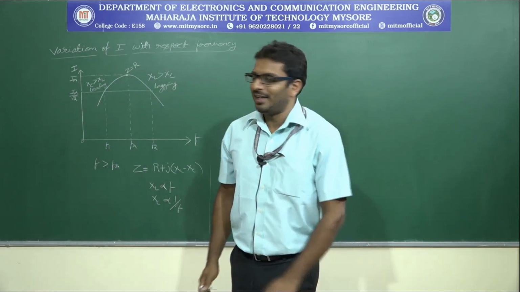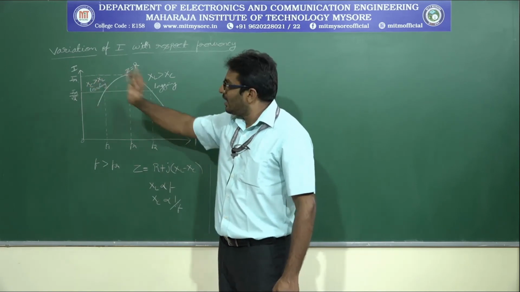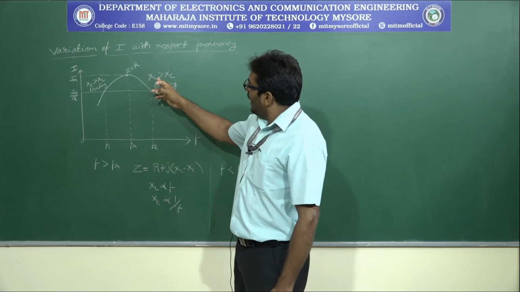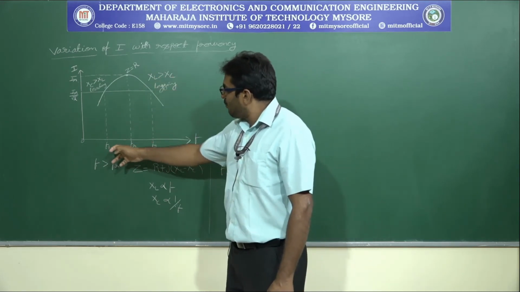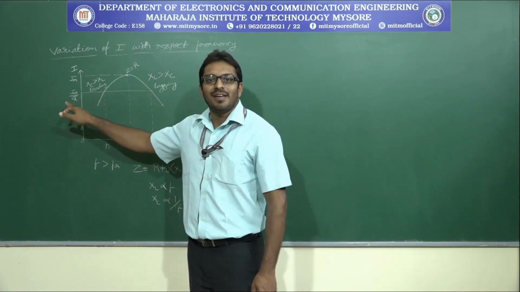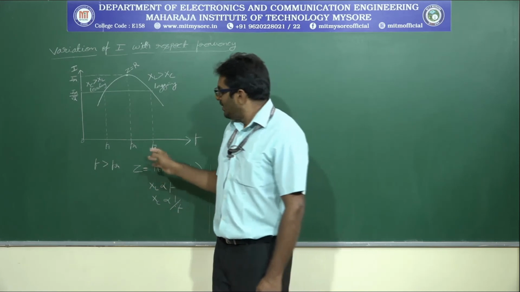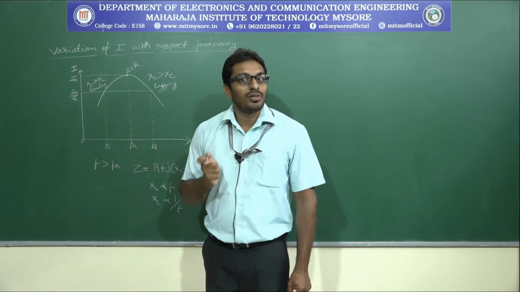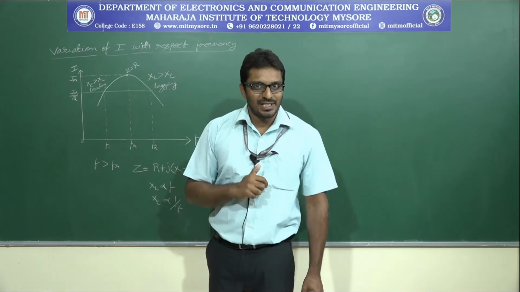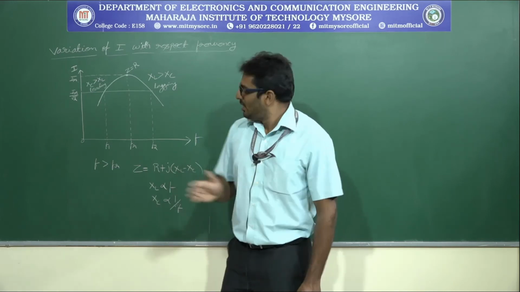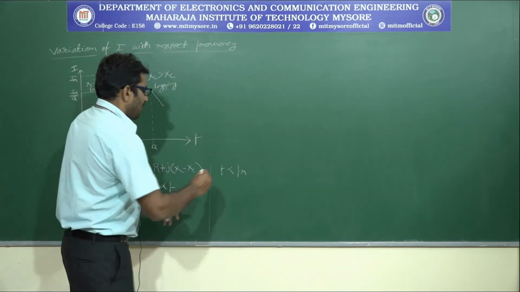See, in both cases, what is the condition? Here, XC is greater than XL. Here, XL is greater than XC. But at particular frequencies F1 and F2, the current is the same. What is that? Im by root 2. So that is why these two frequencies are also known as cutoff frequencies, band frequencies. Is it clear? So, I think you understood this concept.